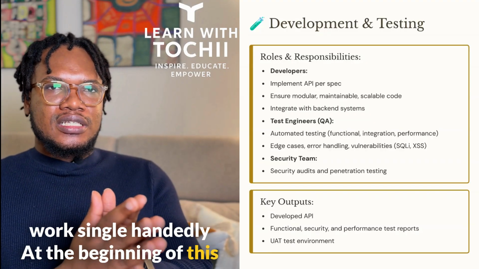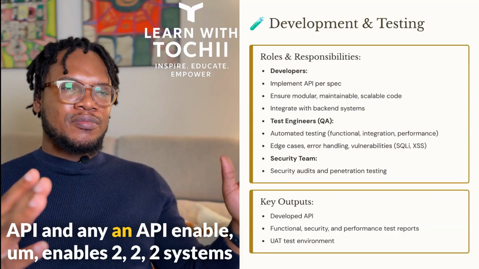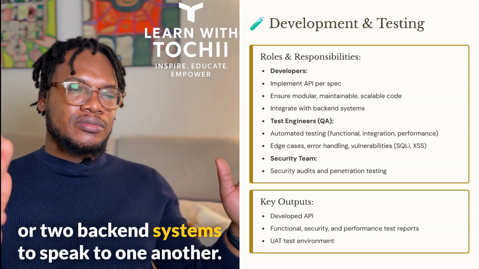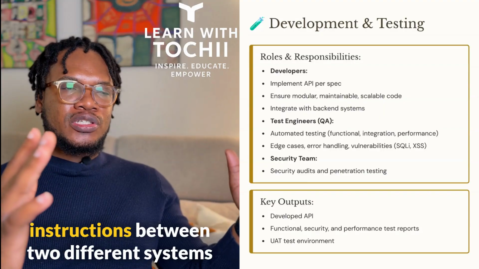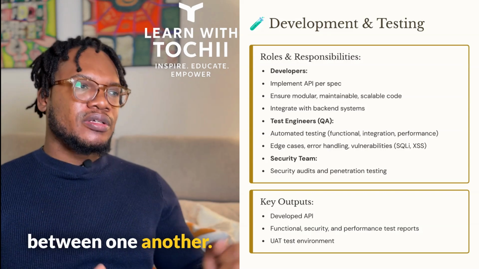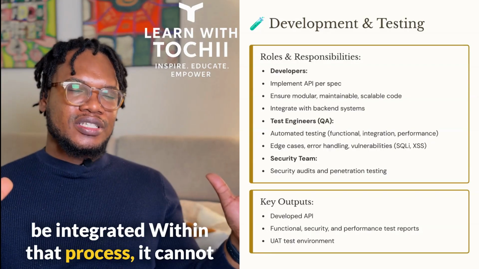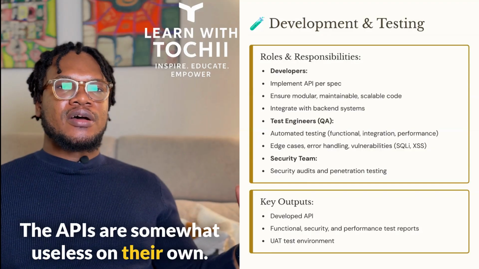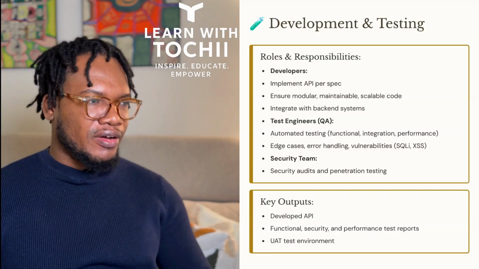At the beginning of these sessions and these lessons, I did say the concept of an API. An API enables two systems or two backend systems to speak to one another. You're essentially saying your API sends instructions between two different systems, and enables them to exchange information between one another. Now, in order for you to do that, it needs to be integrated within that process. It cannot work on its own. The APIs are somewhat useless on their own without these two systems. That's where they function. That's where they come alive, right?